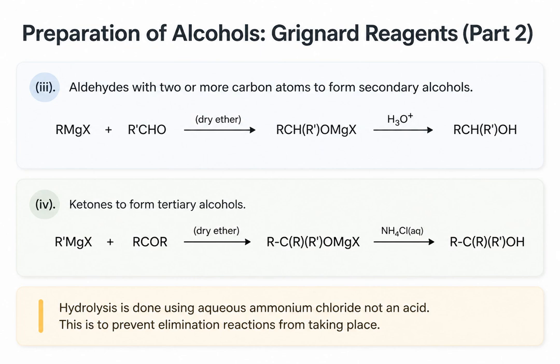Notice a crucial detail here. For tertiary alcohols, we perform the hydrolysis step using aqueous ammonium chloride instead of a strong acid. This milder, slightly acidic condition prevents the newly formed tertiary alcohol from undergoing an unwanted dehydration or elimination reaction.